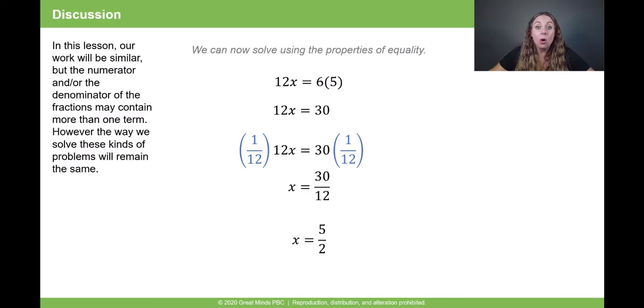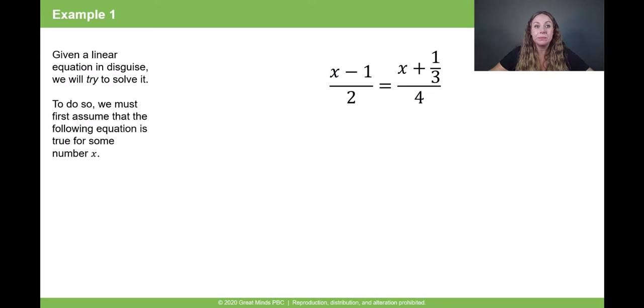In this lesson, our work will be similar, but the numerator and/or the denominator of the proportional fractions may contain more than one term. However, the way we solve these kinds of problems will remain the same. Given a linear equation in disguise, we will try to solve it.